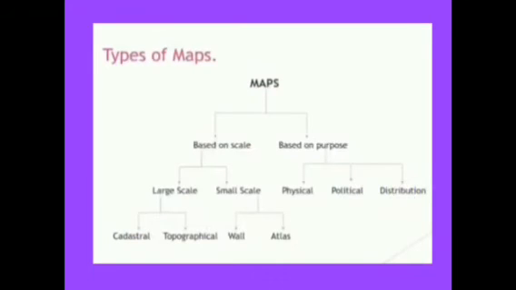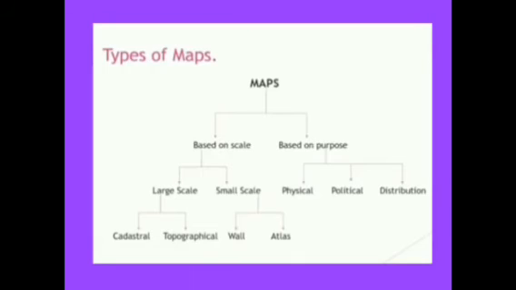Okay students, let us go to the types of maps. The globe can give us only general information, I told you, but maps are essential to get detailed information. Maps can be classified as follows. Maps based on scale. There are 2 types of map. Large scale maps and small scale maps.